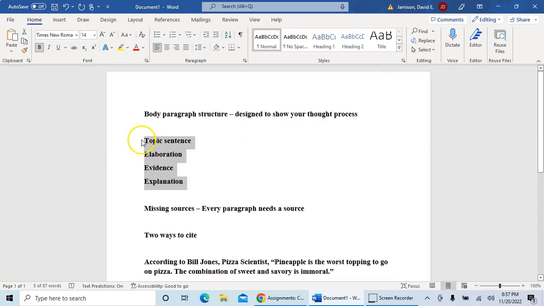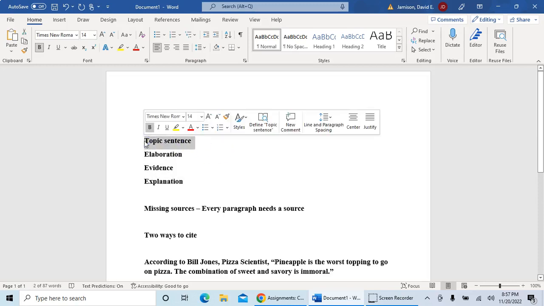Every paragraph needs all 4 of these parts. Every body paragraph anyway. So not the intro and the conclusion, but all the body paragraphs need to have topic sentences, elaboration, evidence, and explanation. And I'll try to explain a little better why that is this time. Your topic sentence is the point that you're making about that paragraph. Whatever thing it is that you're going to discuss for the whole paragraph is in the topic sentence, whatever the subject is.